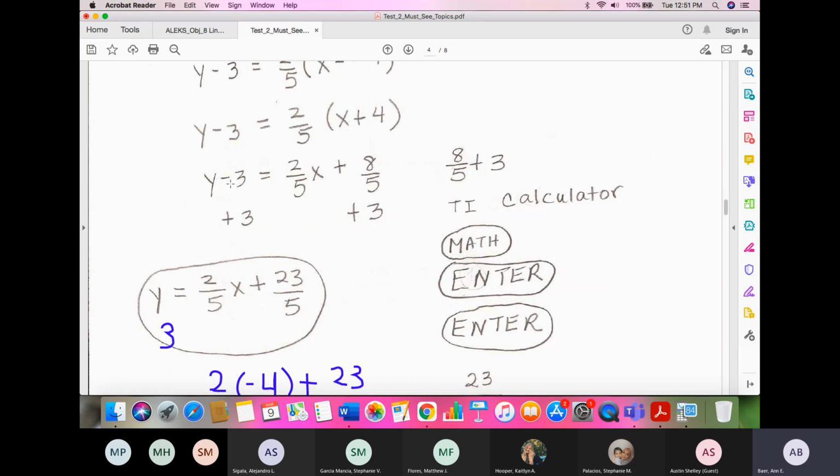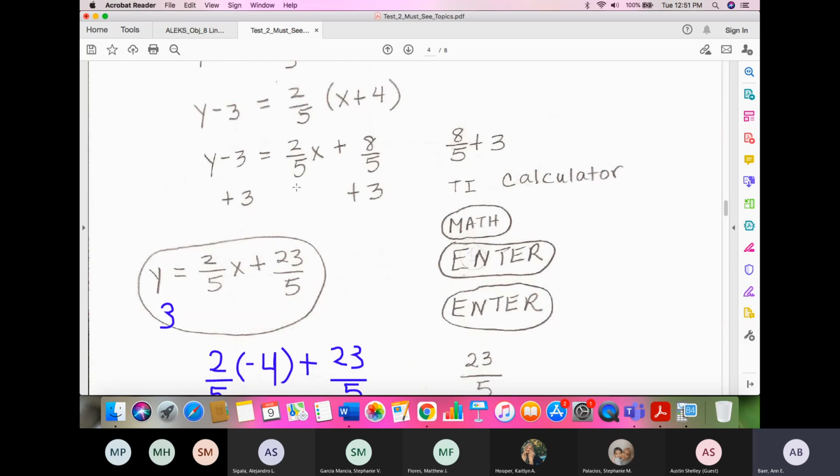Now we just have to move this minus 3, add 3 to both sides to do that. That's the opposite of subtraction, addition. Add 3 to both sides. And what do we get? These cancel. So we just get y equals 2/5 x. Just copy that down. And here we have 8/5 plus 3.